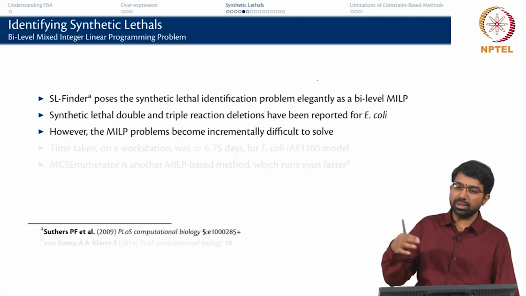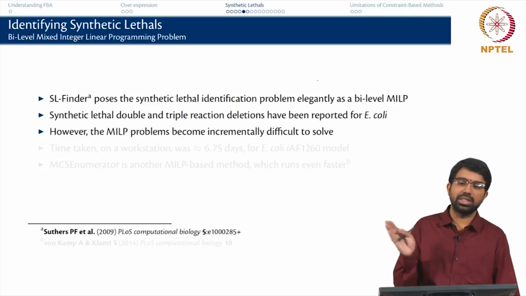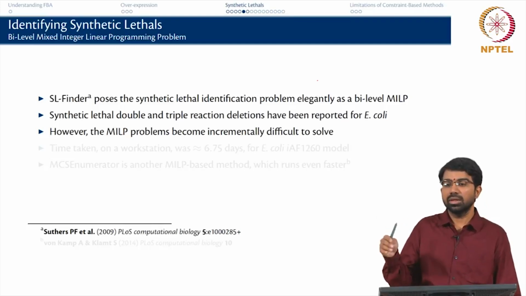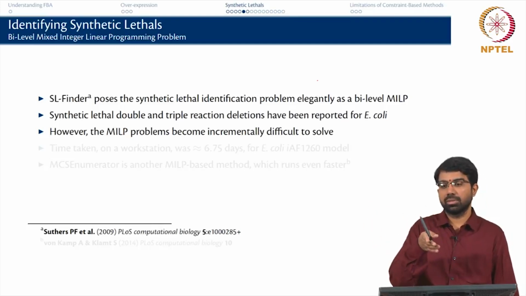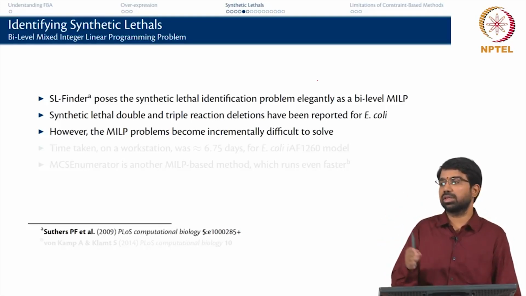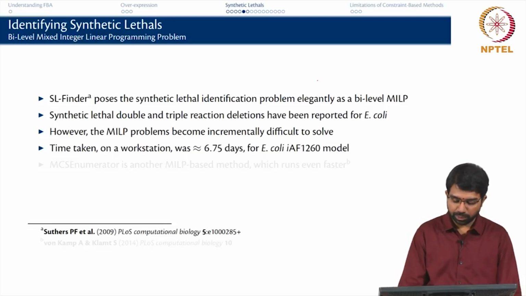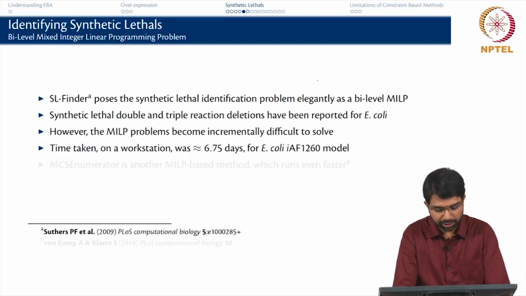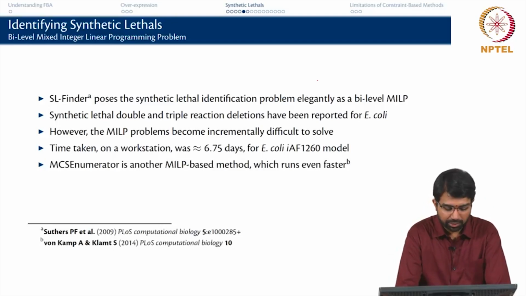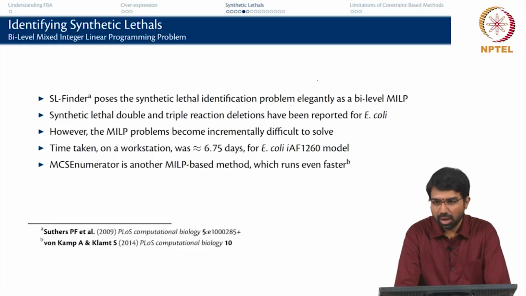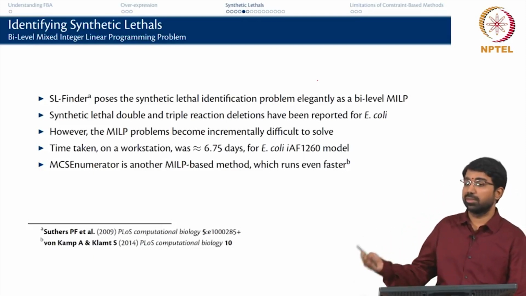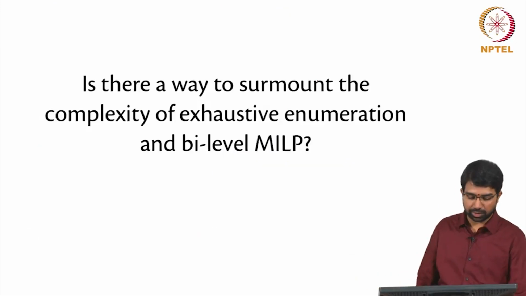But while doing that, to get the next lethal you have to do what is known as an integer cut, something the equivalent of saying give me something other than the first solution. The next time you have to tell me give me something other than the first or the second solution, and so on. So, the problem becomes incrementally difficult to solve, and they took about 1 week to solve this on a workstation. But then a newer approach was developed called MCS enumerator. This is another MILP based method which runs much faster, right. But the issue with this in general is that you cannot parallelize these, because you want to use one solution to then say do not give me that solution and give me a better solution kind of thing, right.